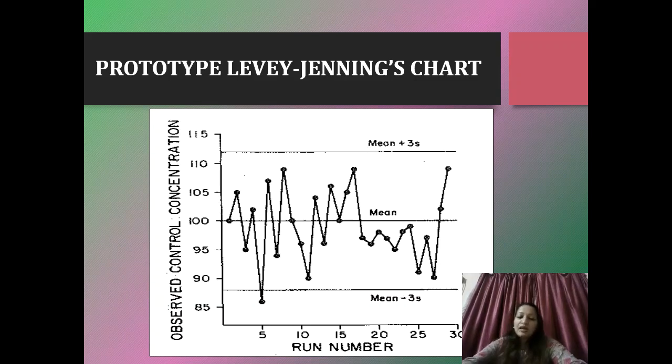These rules are based on the quality control chart, which was designed by Levy-Jennings. So this is a prototype Levy-Jennings chart. What is it? Usually we take the mean plus minus 2 SD. In this chart, the plus minus 3 SD has been given.